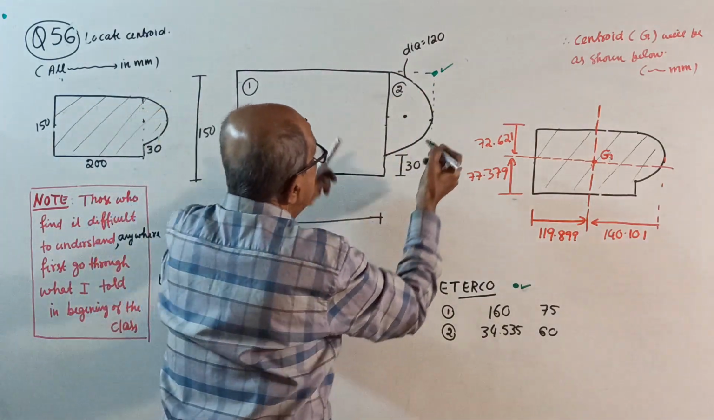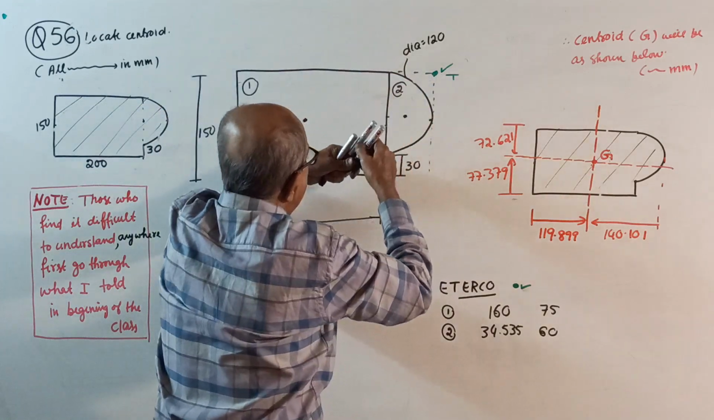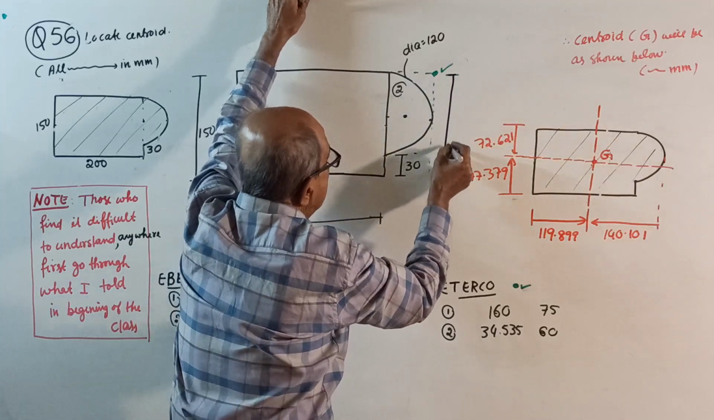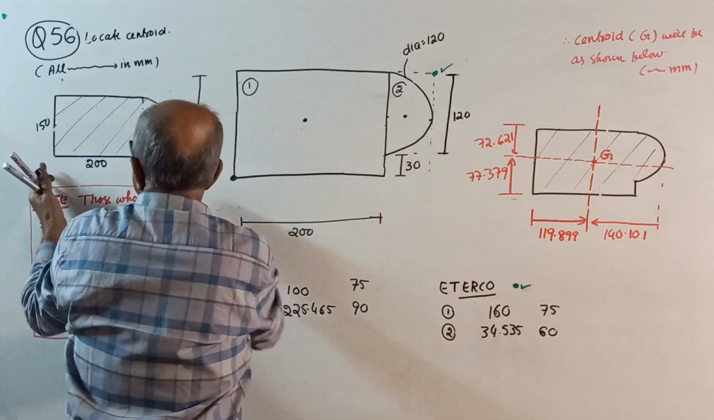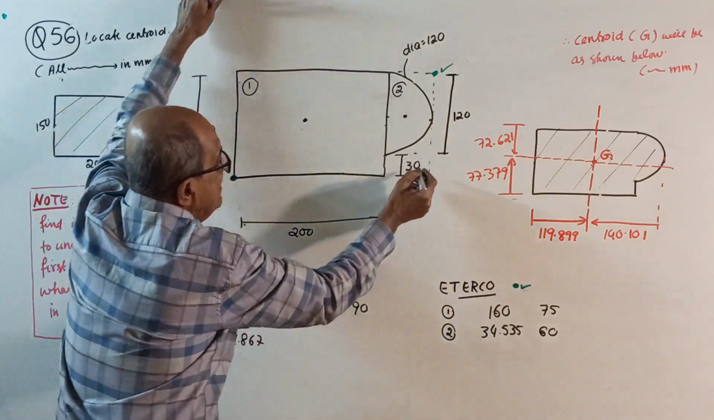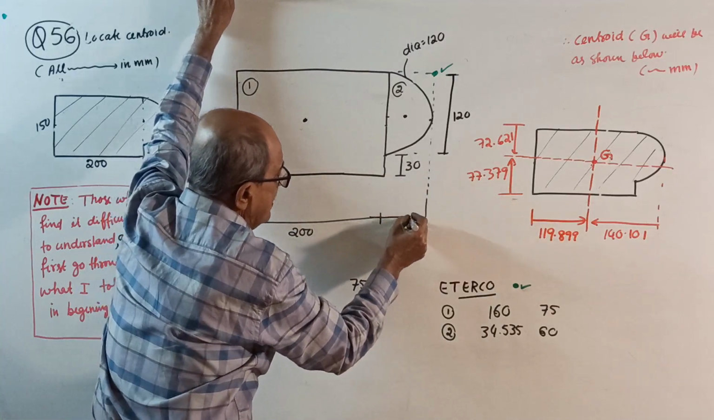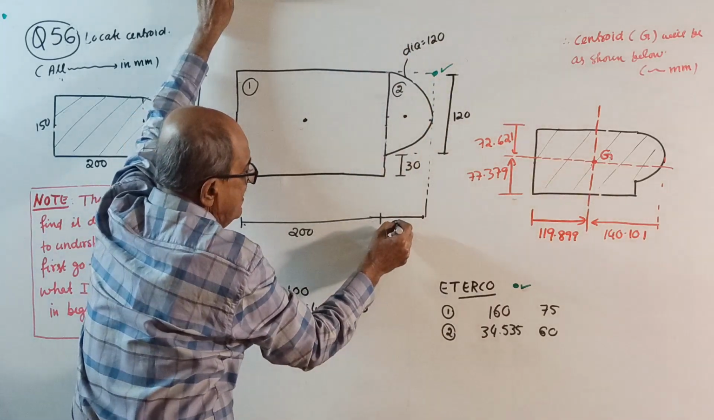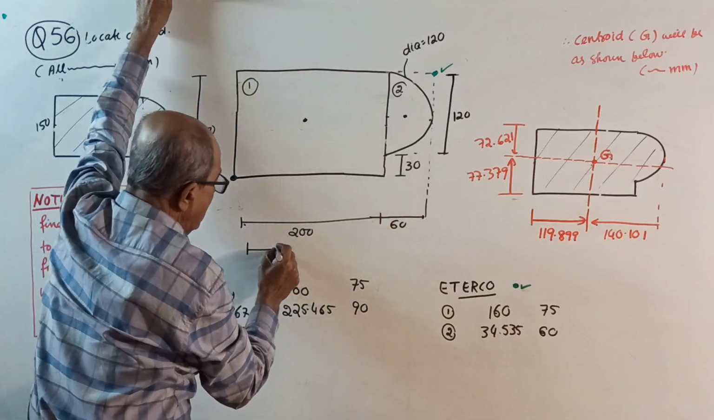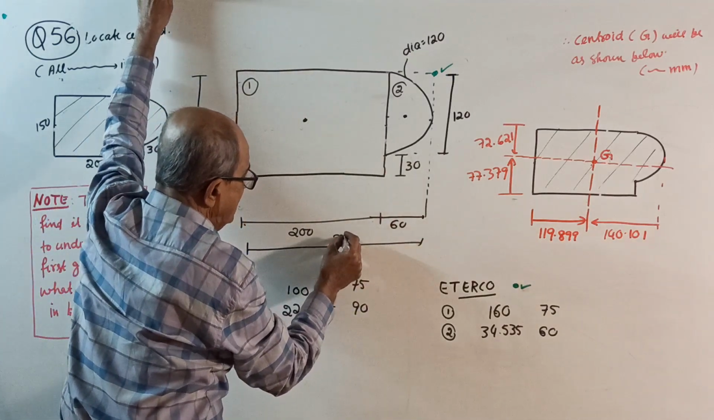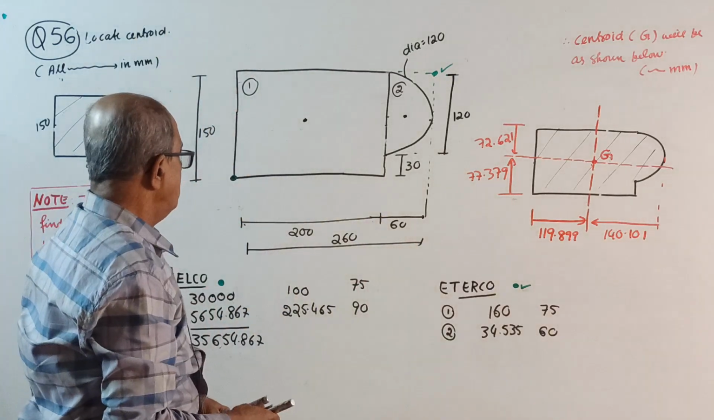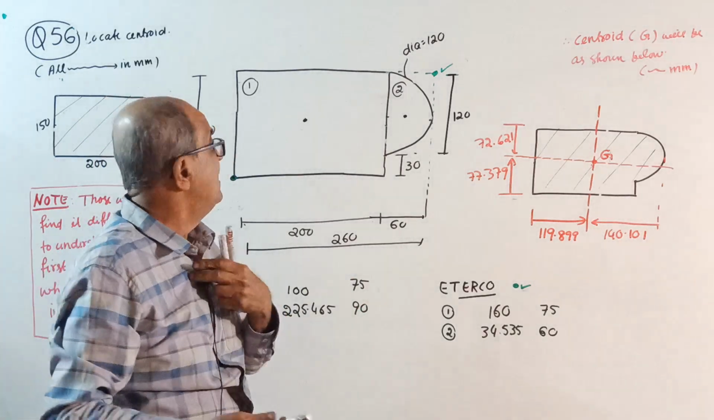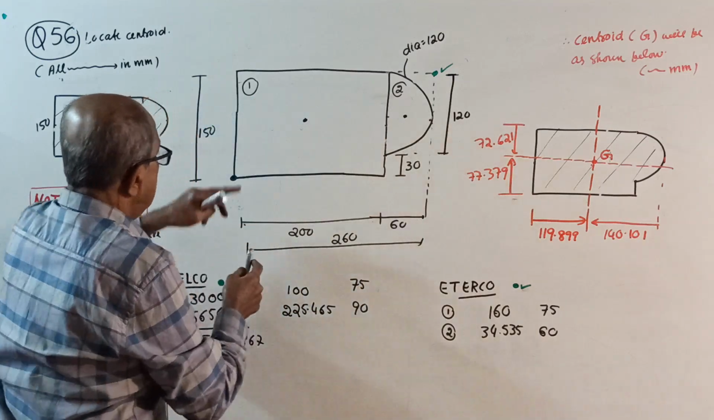Those who want, make a note here. This is 120 millimeter. And this way, this is 200. If you want to go to the extreme end, when the diameter is 120, the radius is 60, so your overall length will become 260. Be careful. Overall will become 260. Okay, now nothing else is there. Figure number 1, figure number 2.